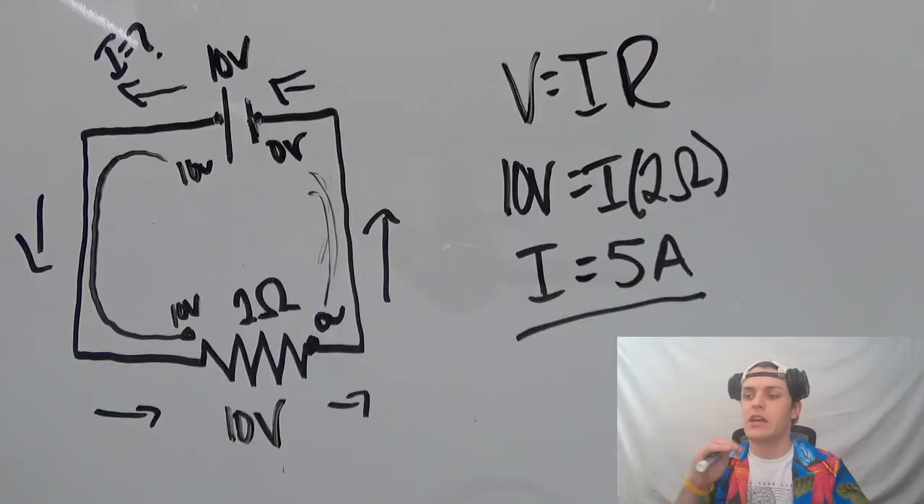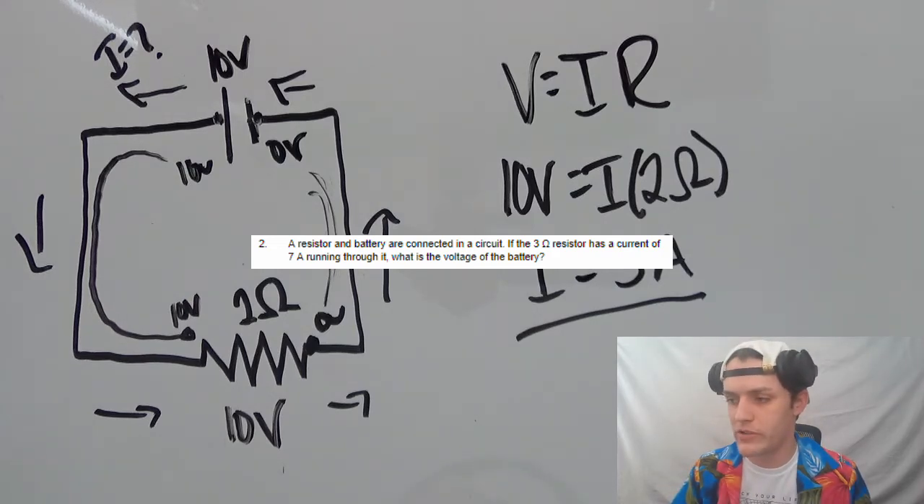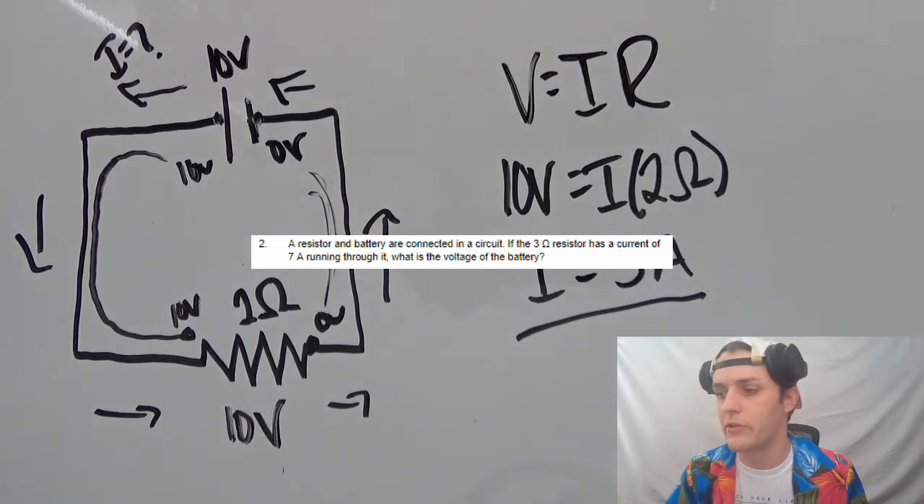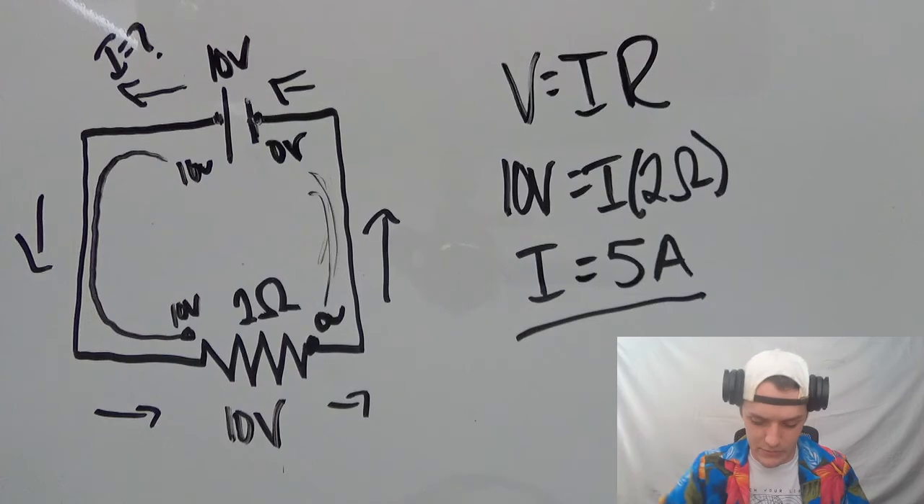So number 2 says, a resistor and a battery are connected in a circuit. If the 3 ohm resistor has a current of 7 amps running through it, what is the voltage of the battery? So, erase this real quick.